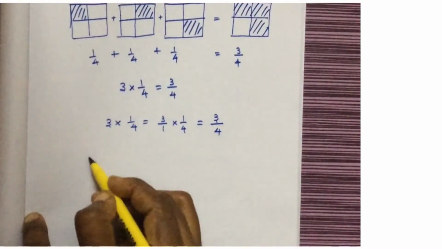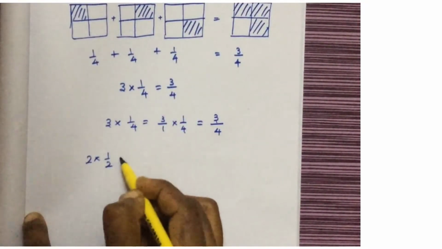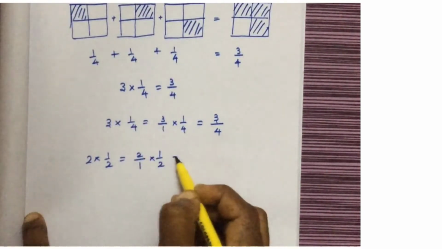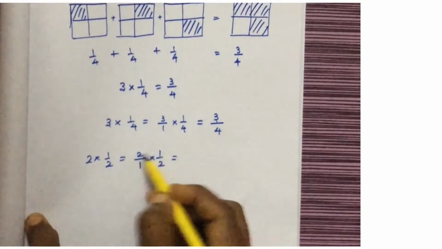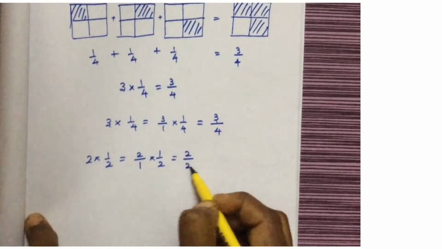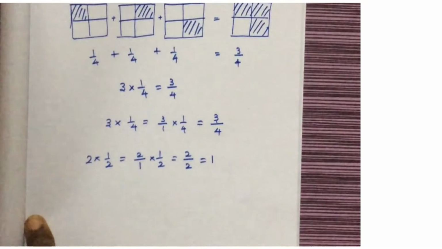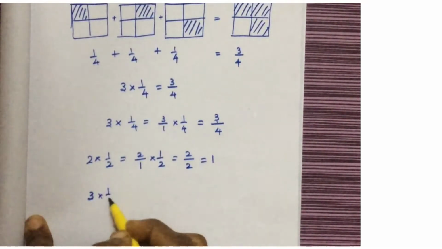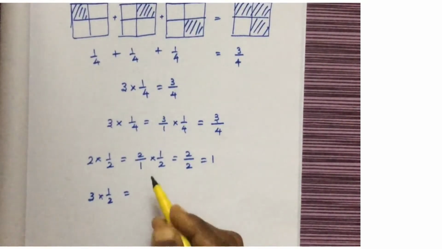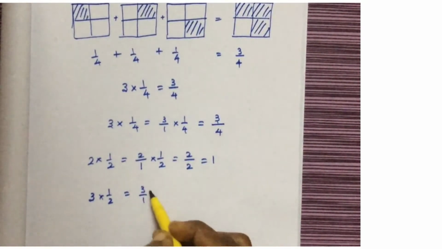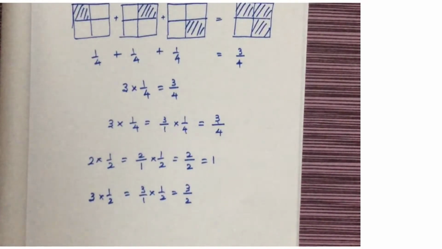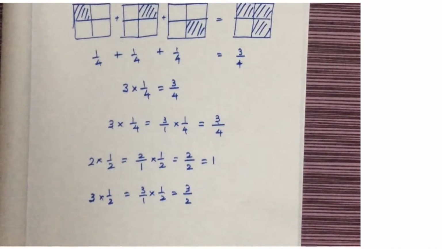Similarly, what is 2 multiplied by 1 by 2? This is 2 by 1 multiplied by 1 by 2. So 2 divided by 2 is equal to 1. We can take many examples. 3 multiplied by 1 by 2 is equal to 3 by 1 multiplied by 1 by 2, which is 3 divided by 2. This is how we have to multiply a whole number by a fraction.